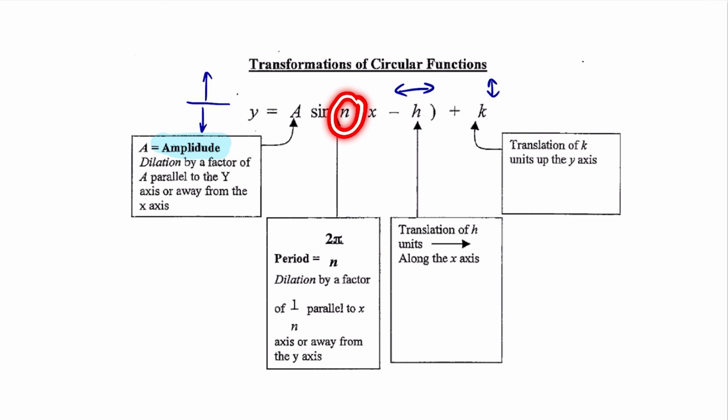And this value inside, n, is another dilation. I know it looks a little bit funny. You'll learn about this a little bit more next year. But whatever value it is here, it's 1 on n, 1 on that value away from the y-axis. What we mean by that is here's the y-axis, and that's going to change there. So in general, that's going to help me find my period. The period is always 2 pi divided by this value, because the period is normally 2 pi, and then we divide it by this n value to give us what our period is going to be.